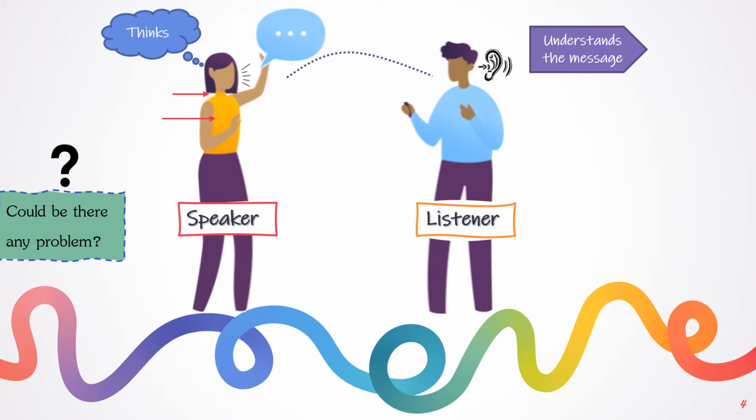Could there be any problem? Well, at any point of this process there could be a problem. For instance, probably the speaker can't produce a particular sound, or perhaps the speaker doesn't know the right words or grammar. Probably there is too much background noise. So we can encounter this kind of situation while communicating with someone else. The importance of this is that speech is not only a mental activity, it also involves different parts of the body.